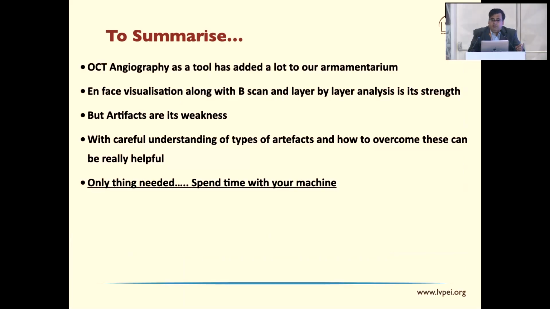So to summarize, OCT angiography as a tool has added a lot to our armamentarium. We are learning a lot from this tool. En face visualization along with B-scan and proper layer by layer analysis is its strength. You can really see different vasculatures, but artifact is its weakness, or its tantrums. You need to understand these tantrums. You understand these artifacts, you overcome them, take time with your machine. You are definitely going to get a lot more answers from your OCT angiography.